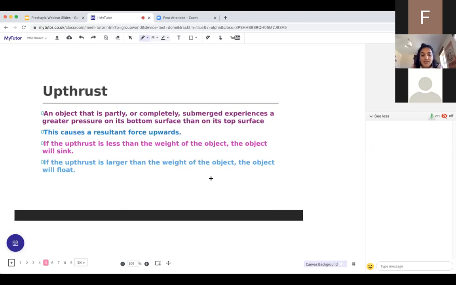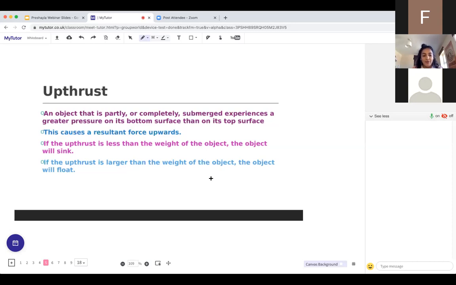If the upthrust is less than the weight, the object sinks. If the upthrust is larger than the weight, the object floats. So if we have a bigger upwards force than we do a downwards force, the object floats. That makes sense. It's being pushed up to the surface because there's a bigger force going upwards.